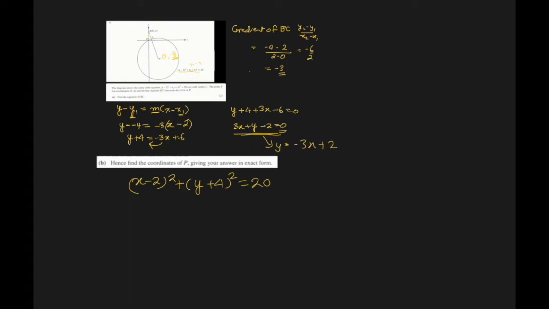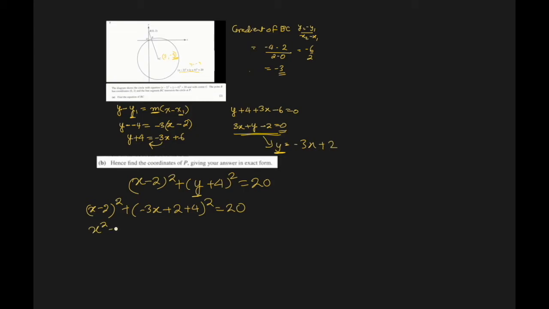And since this point P is the point of intersection of the circle and the line, this y and this y have to be the same because we are concerned about the point P. So let's substitute it here. So it will become (x minus 2) squared plus (negative 3x plus 2 plus 4) squared equals 20. Now we have only one variable x and we can get the coordinates of P.